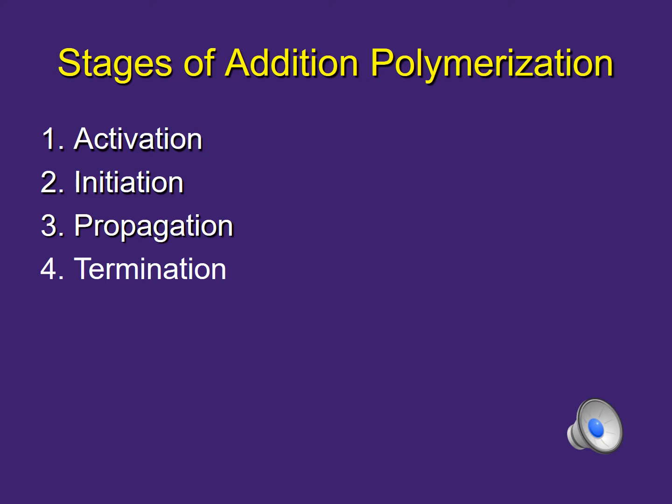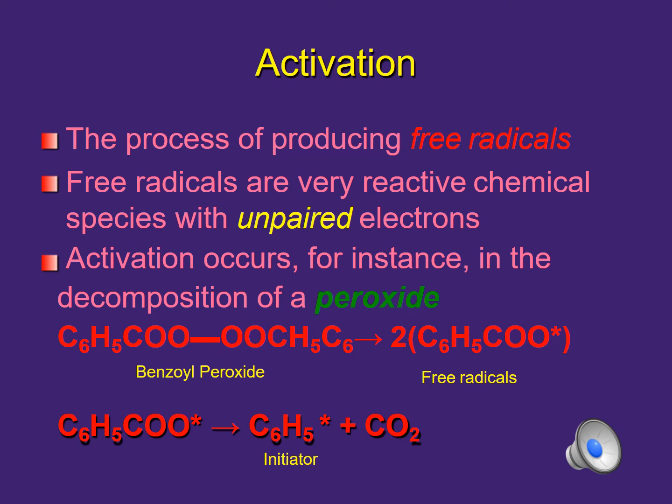The stages of addition polymerization are activation, initiation, propagation, and termination. Activation is the process of producing free radicals. Free radicals are very reactive chemical species with unpaired electrons. Initiators, such as phenyl, are able to initiate vinyl polymerization. For initiation to occur, an activator is achieved by decomposition of peroxide.